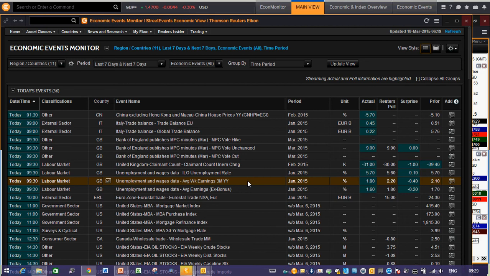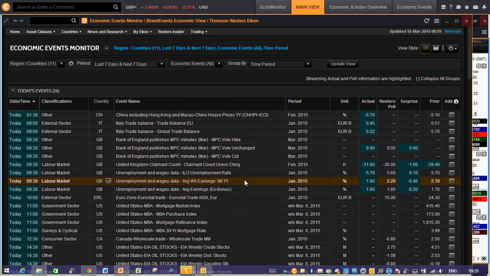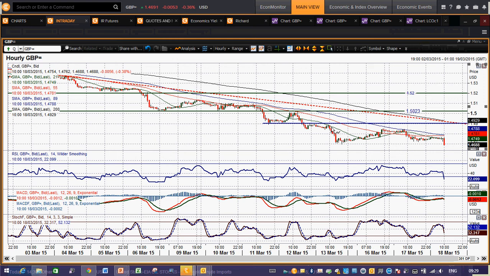Look at these average hourly earnings, actually. Look at that. Very interesting. 1.8. So that is why you're going to see cable falling. 1.8% instead of 2.2% expected. So average weekly earnings not as high as expected. That's non-inflationary or disinflationary to a certain extent, and it looks like that is putting pressure on cable. That is why we're seeing cable falling now, and it's gone below the 47 figure.